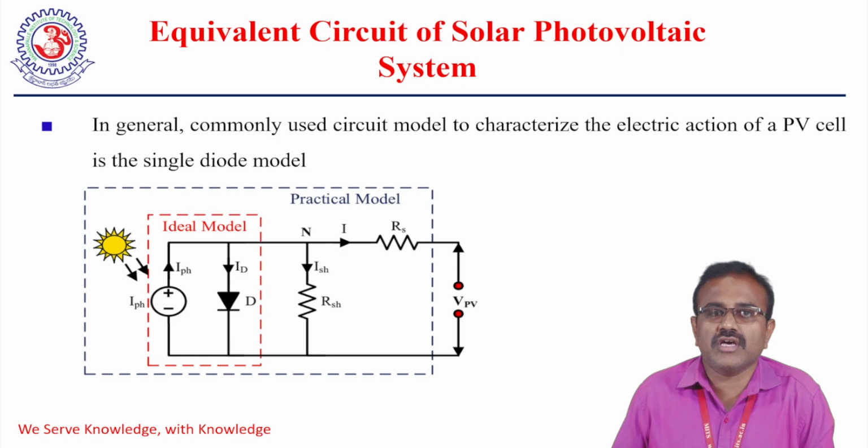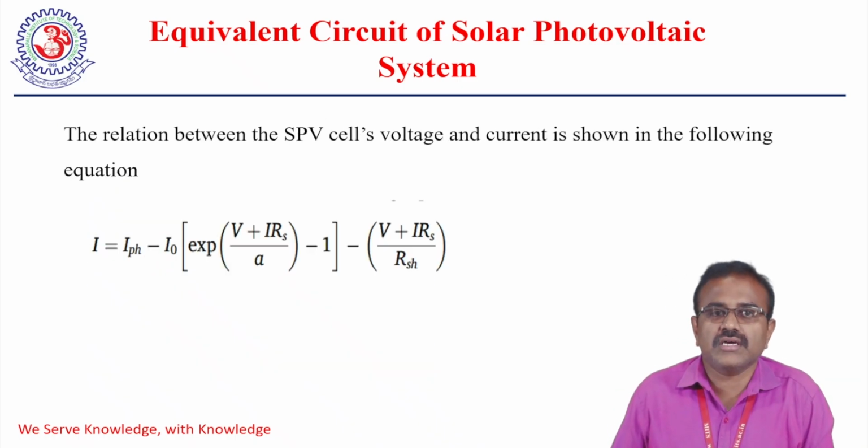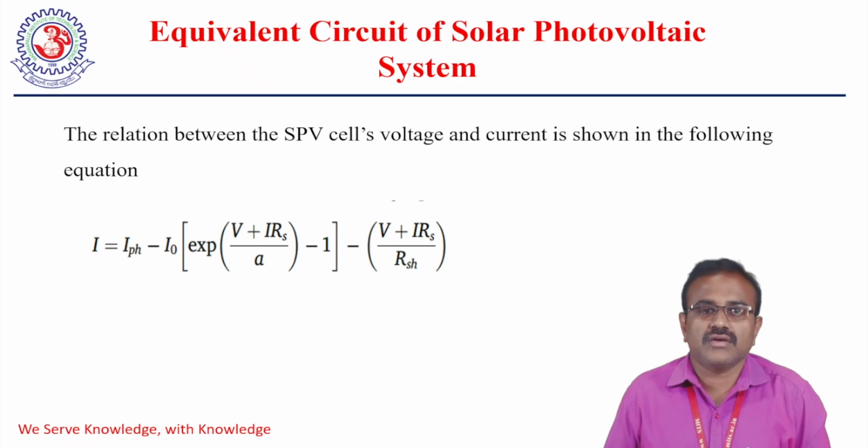Generally, the commonly used circuit model is the single diode model. We are using the single diode model because it is helpful for the mathematical calculations. This is the relation between the solar photovoltaic cell's voltage and current, shown in the following equation. This is the equation of the single diode circuit model.